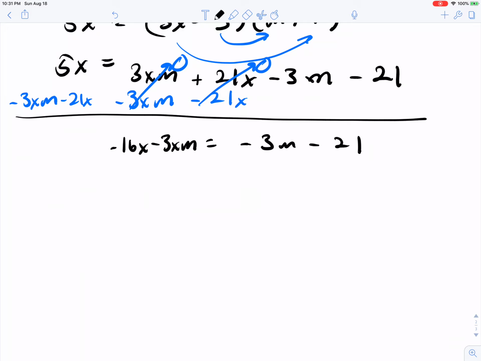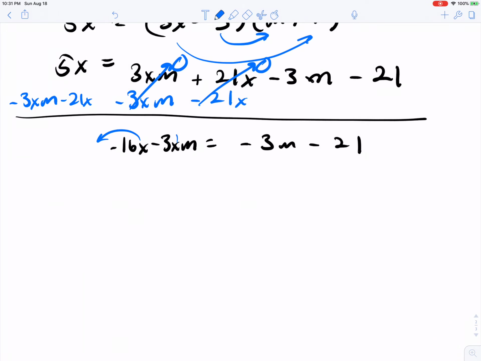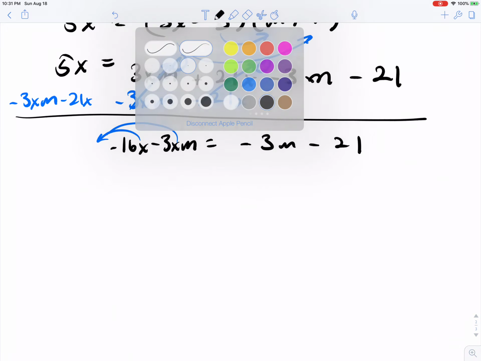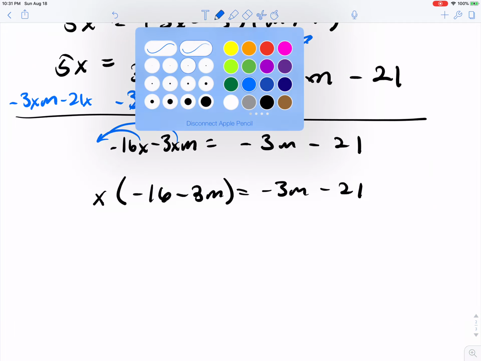So notice the two terms on the left have x. What we're going to do is factor out the x. It's almost like they merge. If we do this, we'll say x times, and we're left with negative 16 minus 3m equals negative 3m minus 21. So now that we've gotten the x by itself, we've got one more step.